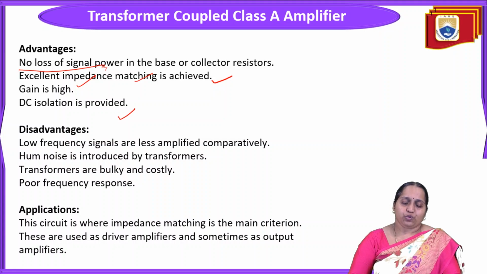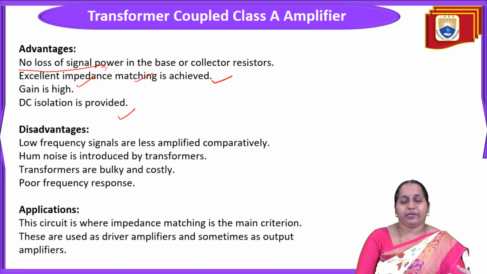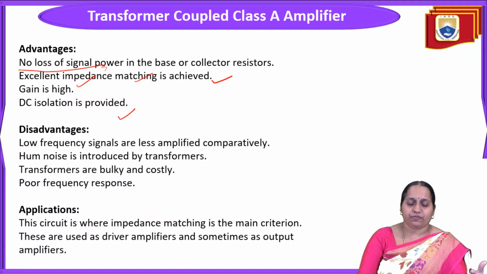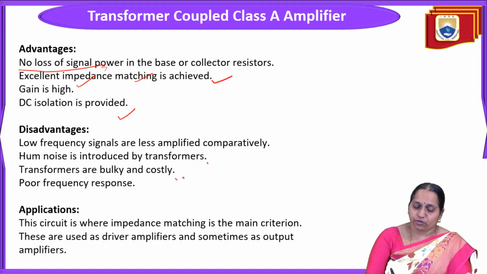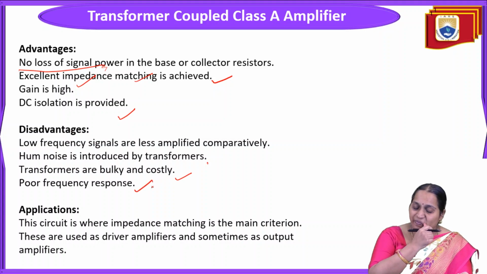And disadvantages? Low frequency signals are comparatively less amplified. Using a transformer coupled class A amplifier you will have better efficiency compared to the series fed class A amplifier, but here low frequency signals are amplified to a somewhat lower extent. Hum noise is introduced by transformers, which is quite obvious. Transformers are bulky and costly, and the frequency response is poor, because low frequency signals are less amplified.